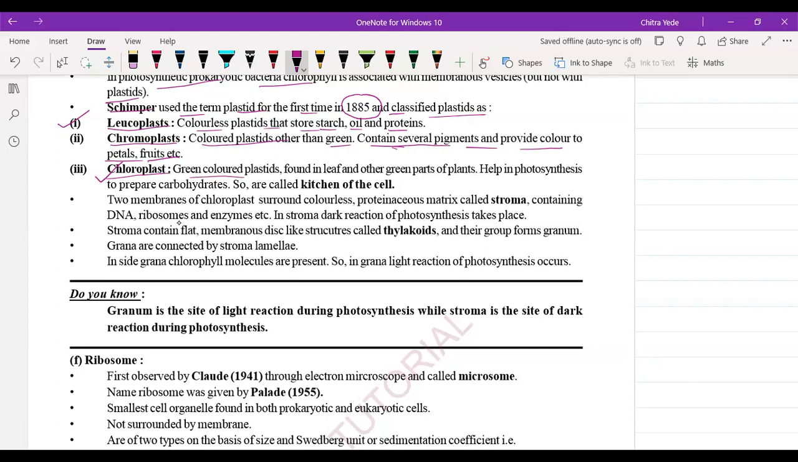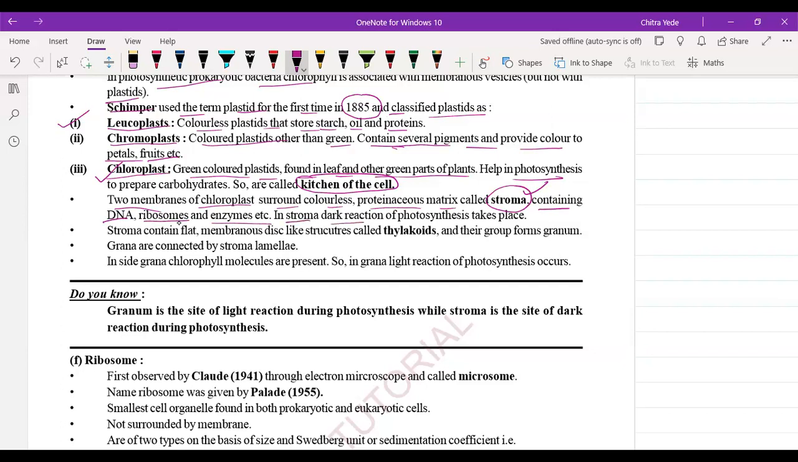Now, chloroplast is the green plastid found in leaves and green parts of the plant. It helps in photosynthesis. That's why it is called the kitchen of the cell, because whatever food is formed is due to the chloroplast only. The two membranes of the chloroplast surround a colorless proteinous matrix called stroma. It contains DNA and ribosomes, and even certain enzymes which help in biological processes in the cell.